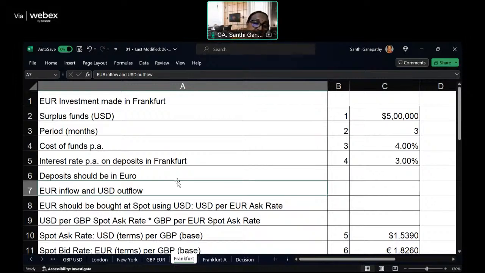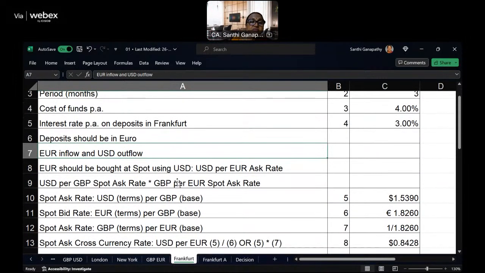USD per GBP ask rate into GBP per euro ask rate. So spot ask rate, you have USD per GBP. You want USD per GBP. Then you have the next rate, you want USD per euro, but what you have is the other way. So euro per GBP, always from bid to ask, 1 divided by, you take the inverse.